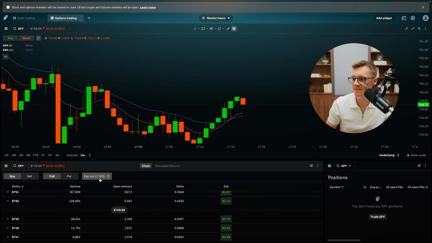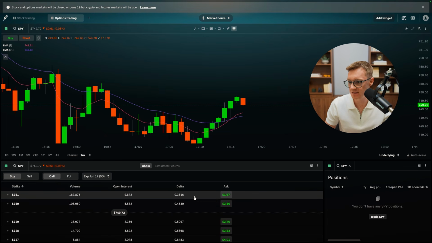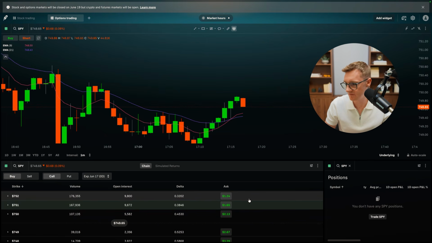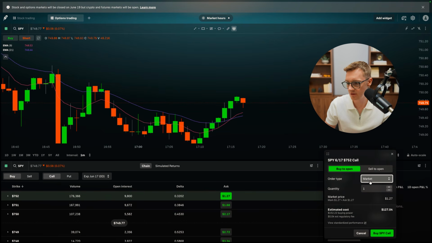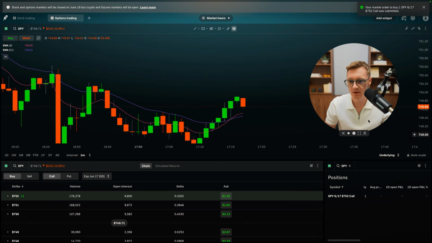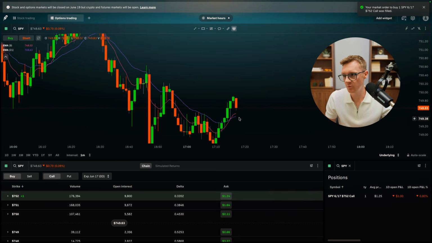These are 0 DTE. 1 out of the money gives us a delta of 0.45. 2 out of the money gives us a delta of 0.38, and then the 752s give us a delta of 0.32. So we can still go with the 752s. We want a delta of between 0.3 and 0.5. So we'll go here, buy SPY. And we are filled. So now it's just a matter of being patient and waiting to see how this trade pans out.